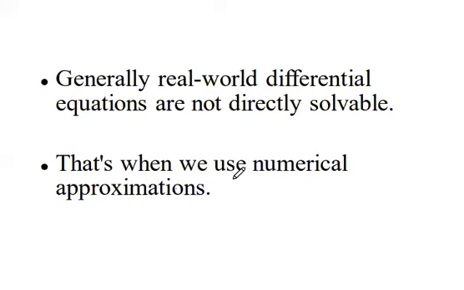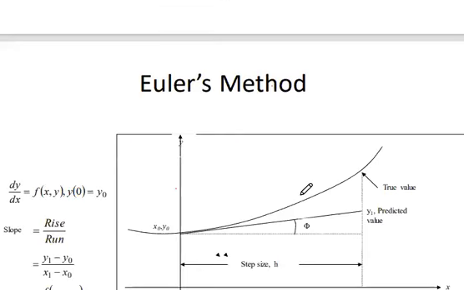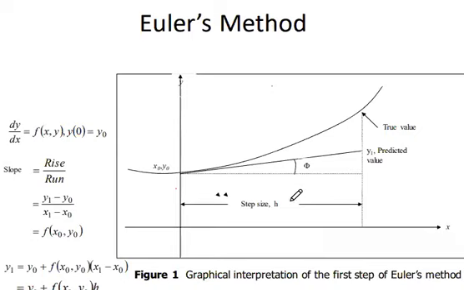There are many methods. One of them, the easiest one, is Euler's method, or some people pronounce it Euler's method. Right, Euler's method is the simplest method to obtain numerical solutions for first order ordinary differential equations. So let's discuss this.